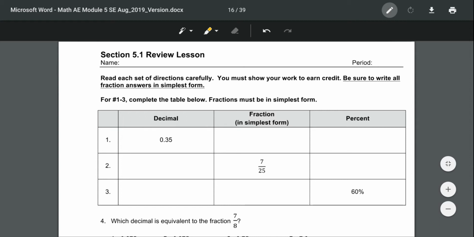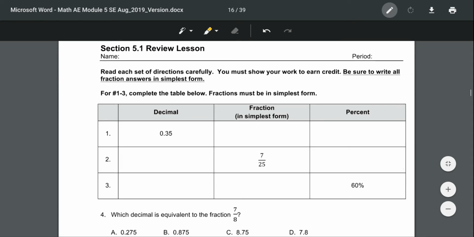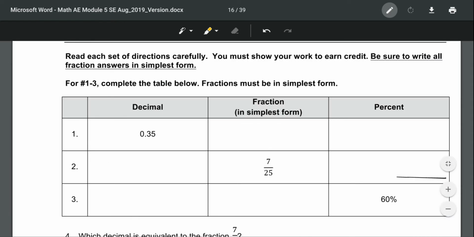This lesson will review section 5.1, on converting fractions, decimals, and percents. So number one, you have 0.35 or 35 hundredths. You want to convert that into a fraction. So 35 hundredths, you would write 35 over 100. Then make sure you simplify the fraction. So if I divide the numerator and denominator by 5, I get 7/20.